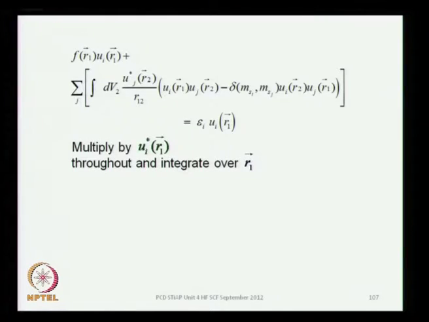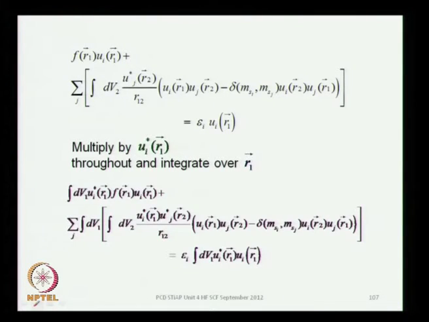So, you multiply this by the complex conjugate of the u_i function, the ith function, and then integrate over r_1. That is what we have done here. You multiply this first term by u_i star of r_1 and then integrate over the volume element for V_1, and you do the same for the remaining terms as well. Every term is treated by the same prescription, and you find that here you get the normalization integral, which is equal to unity.